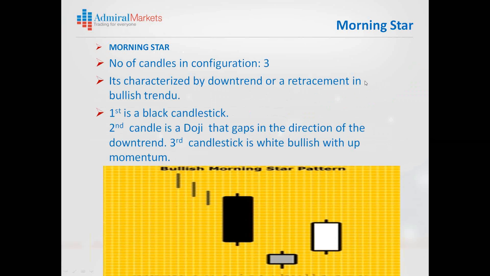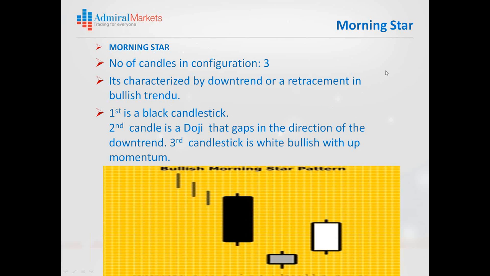Morning star. Morning star is a very familiar pattern. We have three candles in configuration. It's characterized by a downtrend or a retracement in a bullish trend. First is a black candlestick. Second candle is a doji that gaps in the direction of the downtrend. And the third candlestick is a white bullish candle with upward momentum. So this is the bullish morning star pattern. You will usually notice it very close to a support, and this is a signal for us to go counter-trade, to go long.